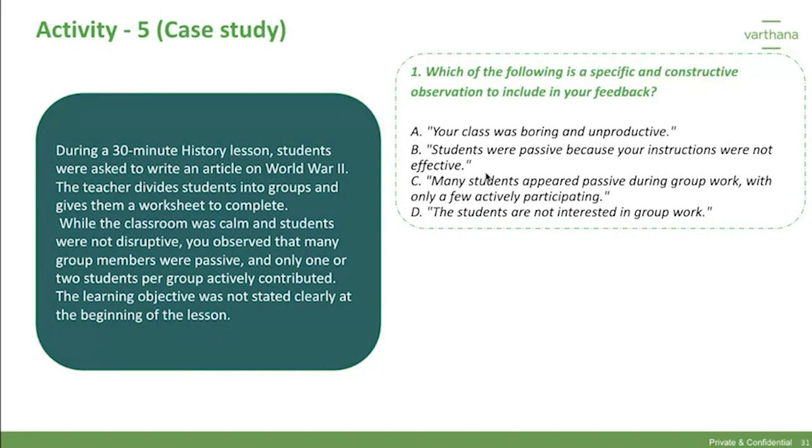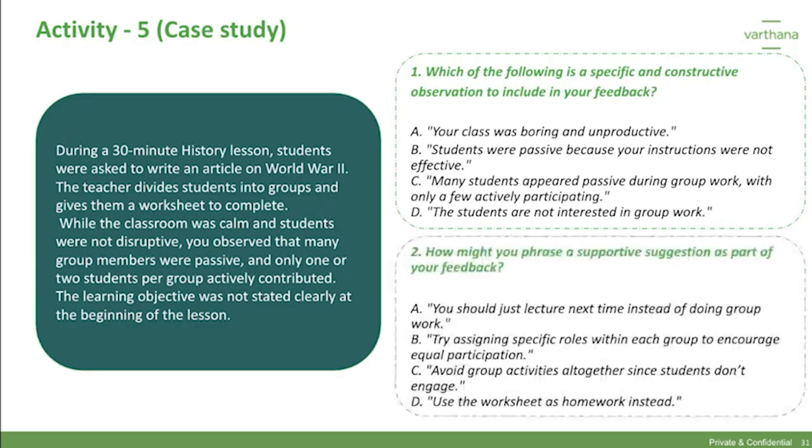Okay. Here, the observer has to give feedback to the history teacher. So the right answer would be answer C. Many students appear passive during group work with only a few actively participating. So this is focused, observable, and avoids blame. It's a helpful start to feedback. Now let's move on to the second question.